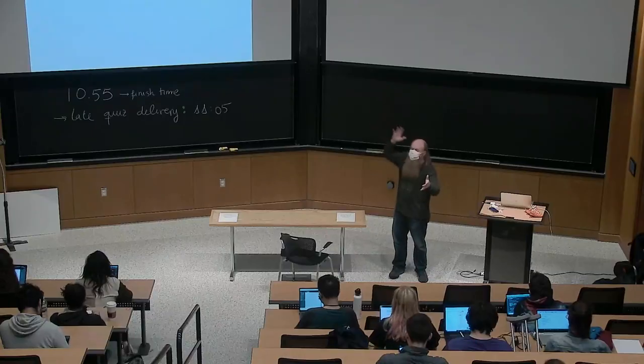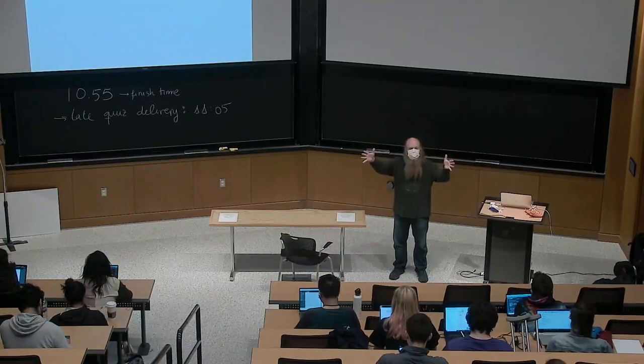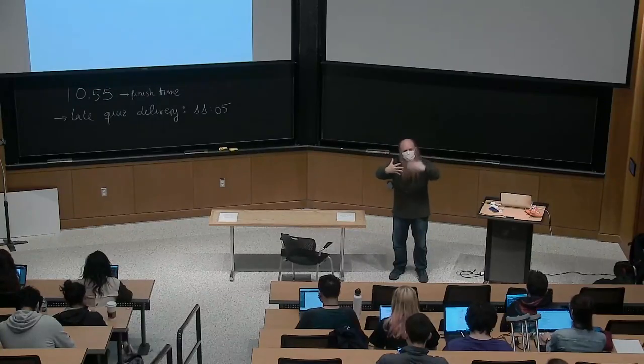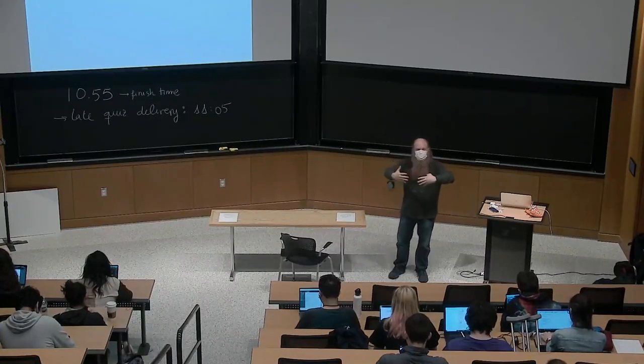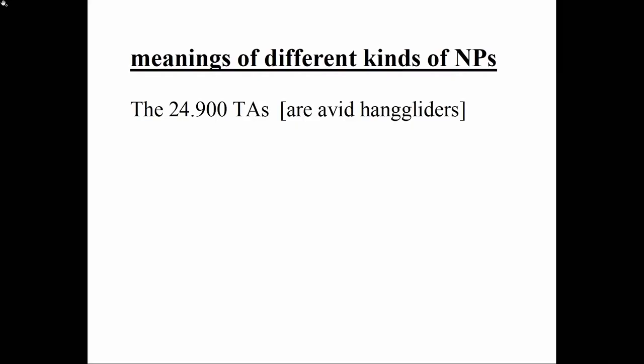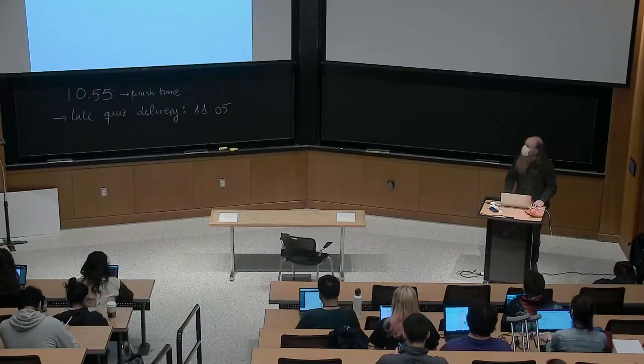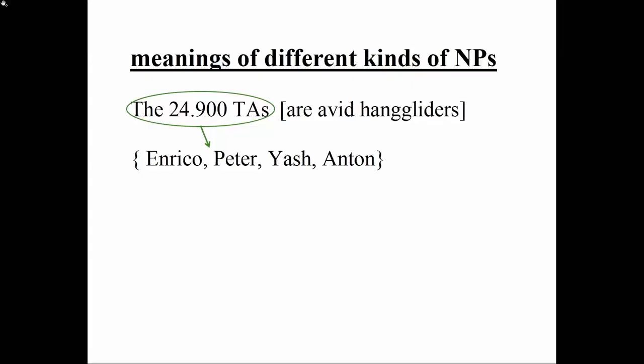So we're going to have a list of the avid hang gliders, and we're going to have a list of the 24900 TAs. It'll have Enrico Flor, and it'll have Yash Sinha, and it'll have all four of the TAs. And what this says is, if you look at that list of avid hang gliders, it'll have all four of those names on it. OK? I'm trying to lure you into a false sense of security here. So far, this should seem pretty simple. So there's a list, or a set. I've made it a set here. It's a set that contains Enrico and Peter and Yash and Anton. And what we're saying is that set is a subset of the set of avid hang gliders. OK?